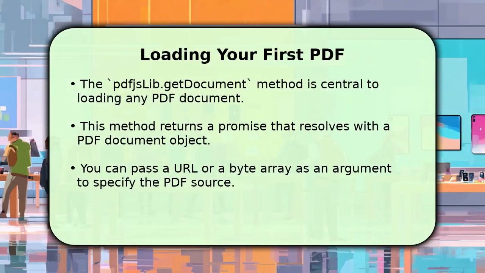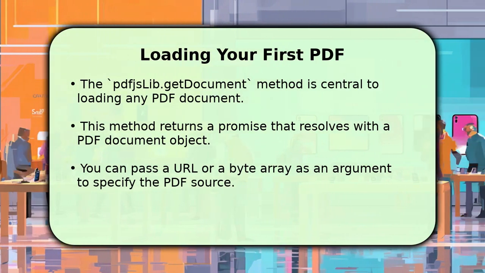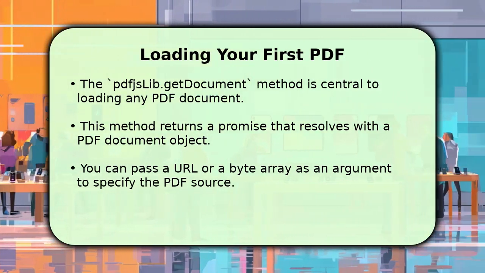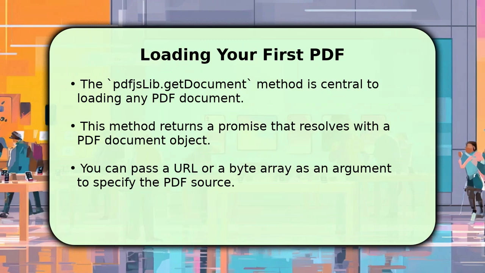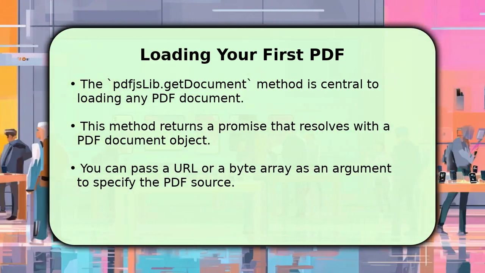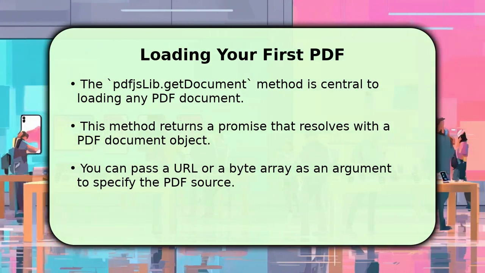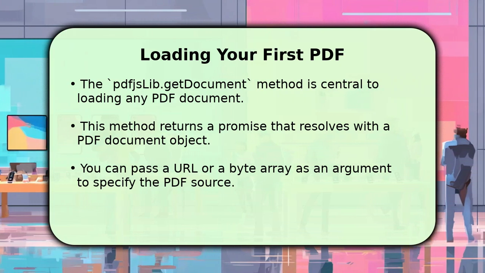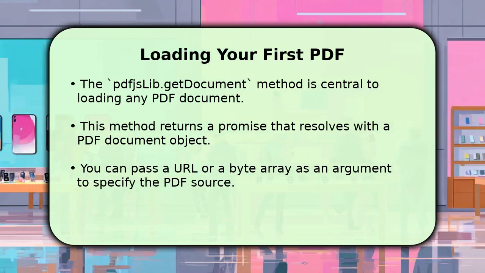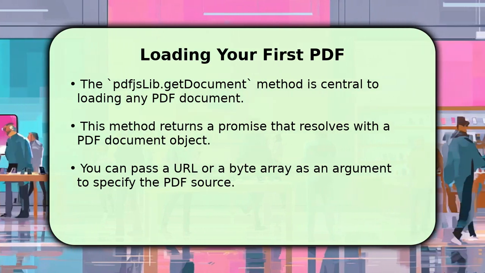Once pdf.js is included, the next step is to load a document. You use PDF.js lib, get document, and pass in the path to your PDF file. For instance, you could load a document named sample.pdf. This function returns a promise, which means you need to use .then to handle the result asynchronously. The resolved object provides access to the document's properties, like the total number of pages.